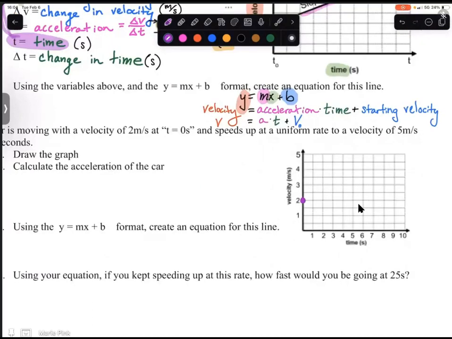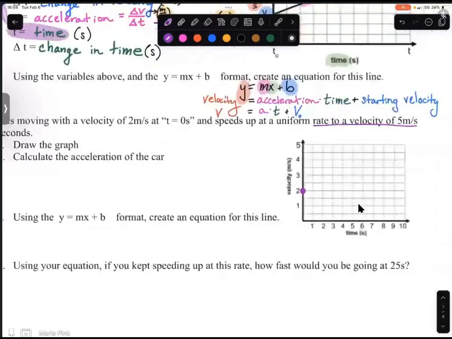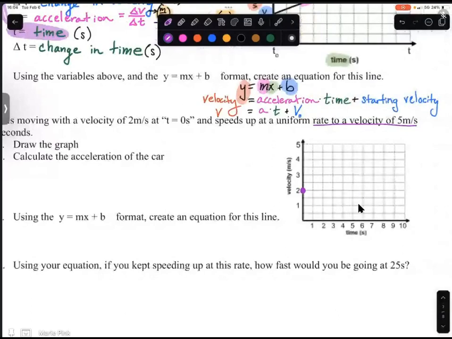And it says I'm going to speed up to 5 meters per second at 8 seconds. So at 8 seconds, it's going to be going 5 meters per second. And so I'm going to draw that line like that. And then it says calculate the acceleration of the car. Well, acceleration of the car is the slope.